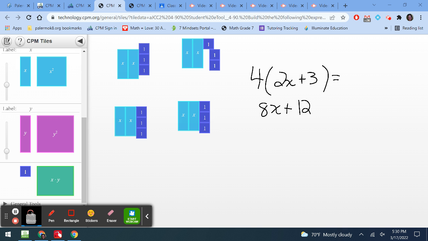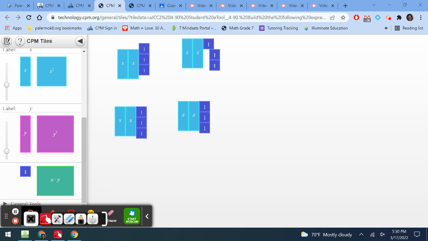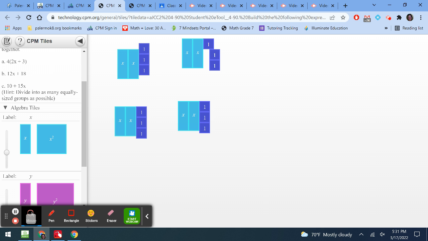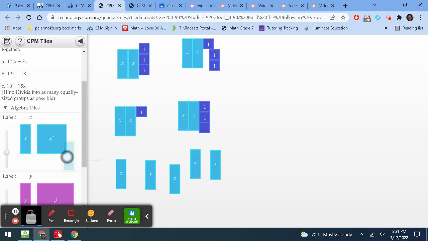Now we're going to do Charlie, and Charlie's a little bit more complicated. So let me get rid of the writing. Okay, let's look at what it is. So it says Charlie is 10 plus 15x. So right now I need to get rid of 2 of my unit tiles, so I get my 10. And then I need to have 15 x's, and right now I have 8, 9, 10, 11, just dragging them over, 12, 13, 14, 15. Now this one here, they want us to divide it into as many equally sized groups as possible.